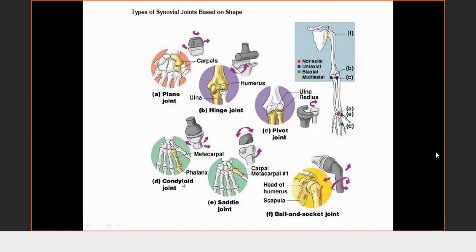Now the D. ठीक है, this is the condyloid joint. Now you can see here, concavo-convex. One surface is convex and another surface is concave. Male and female surfaces. This is between, you can see, the phalanges. Metacarpophalangeal joint. Then we are having the saddle joint.